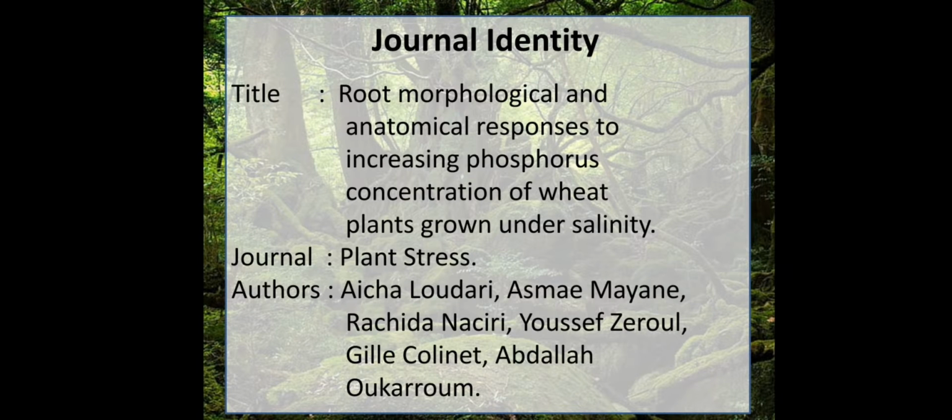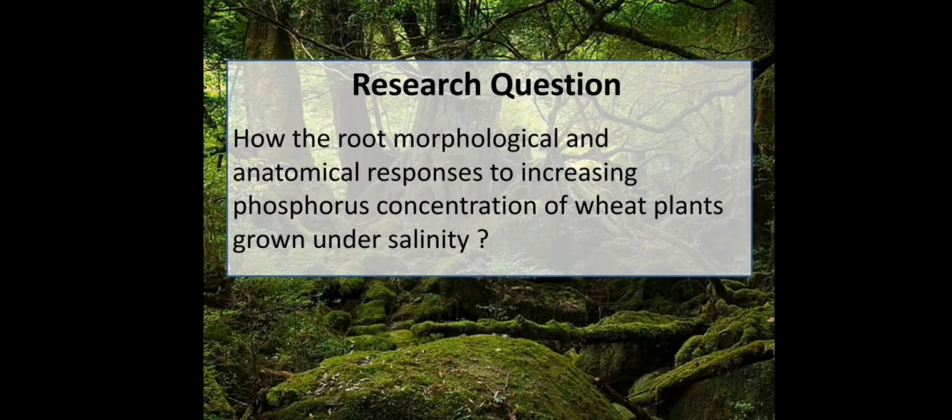First, journal identity. The title of the journal is Root Morphological and Anatomical Response to Increasing Phosphorus Concentration of Field Plants Grown Under Salinity. And the journal is Plant Stress. And the authors are Aisyah Laudari, Asmai Mayane, Rashida Nashiri, Yosef Zero, Gile Colinet, and Abdullah Aukarum.